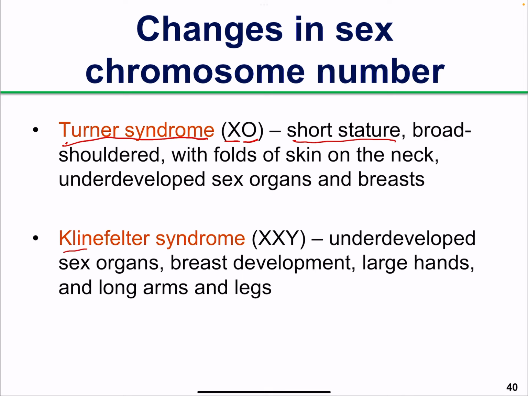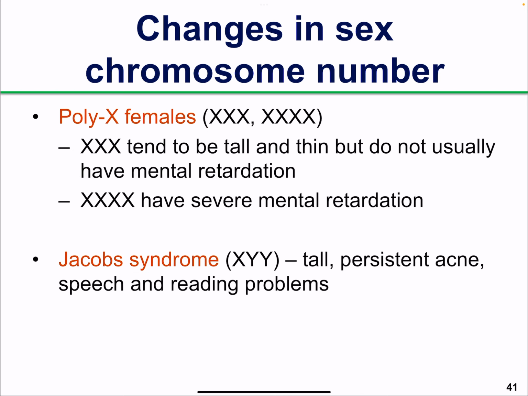Klinefelter syndrome is another syndrome that is associated with sex chromosomes. In here, the individual is going to be double X, Y. The double XY is definitely a male individual that is going to have underdeveloped sex organs. Because of the double X, they're going to tend to have high development of breasts, large hands, long legs, and long arms.